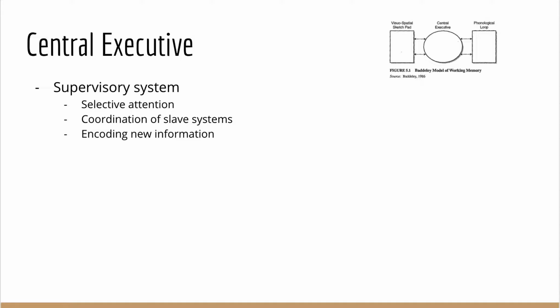So this is the main system. It's a supervisory system, and it coordinates the two slave systems, which would be the visual spatial sketchpad and the phonological loop. And it has the power of selective attention, focusing on key bits of information, and it's able to encode this new information and pass it along to long-term memory. But essentially it's a supervisory system that controls and regulates cognitive processes.